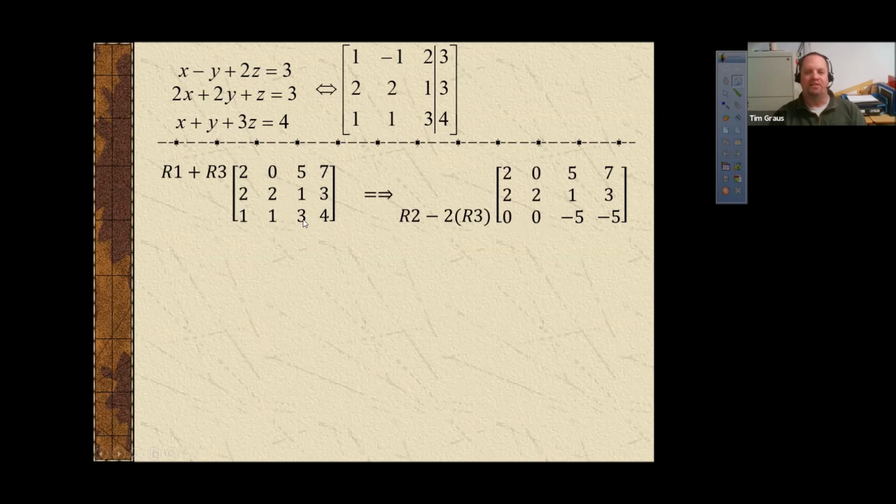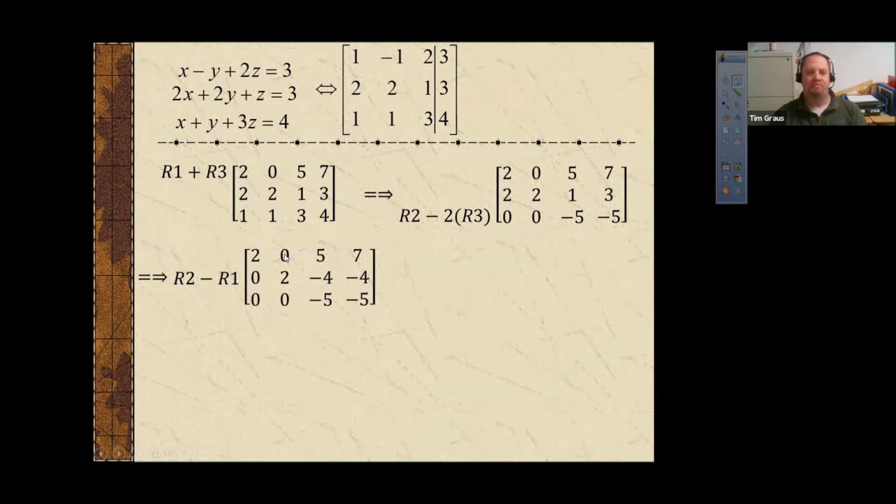Now 1 minus 6 is -5, 3 minus 8 is also -5. Notice I left the top row the same and the second row the same. For the next step, I'm going to take row 2 minus row 1. 2 minus 2 gives me 0. 2 minus 0 gives me 2. 1 minus 5 gives me -4. 3 minus 7 gives me -4 again.